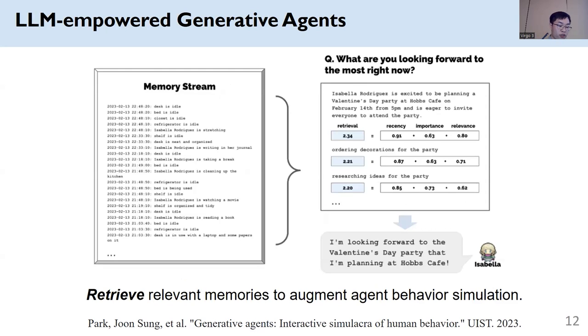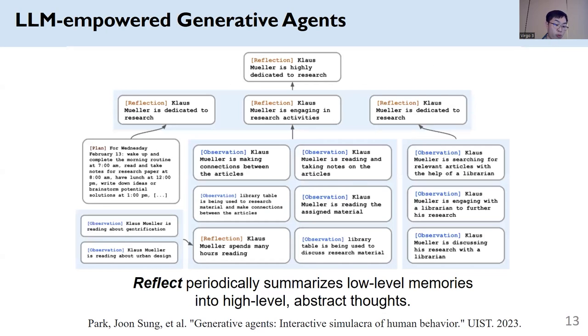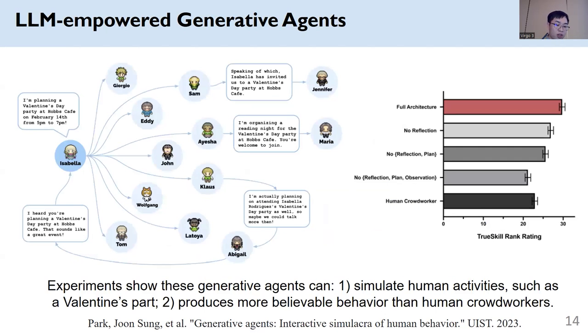A brief summary is that their retrieve module can effectively find relevant memories to augment the agents' behaviors in a consistent way. And reflect periodically summarizes low-level memories into high-level abstract thoughts. They show that these generative agents can simulate human-like activities, such as planning Valentine's parties, and produce more believable behaviors even compared to human coworkers.